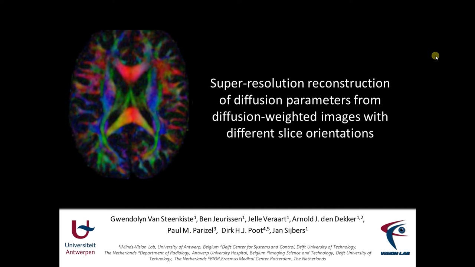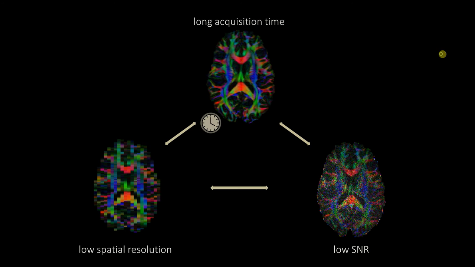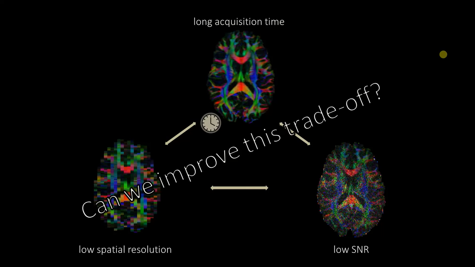This is a short introduction to our work on super-resolution reconstruction for diffusion MRI. In diffusion MRI, there is an inherent trade-off between the spatial resolution, the acquisition time, and the SNR of your images. Our question was, is it possible to improve this trade-off? Can we have a higher spatial resolution without having to elongate our acquisition time and without having a low SNR?